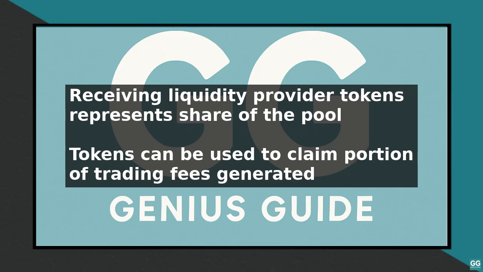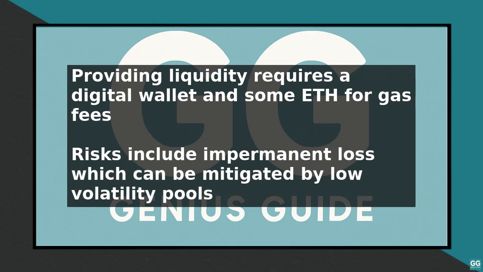It is essential to note that providing liquidity to a pool comes with risks, including impermanent loss, which occurs when the price of the assets in the pool changes, resulting in a loss of value for the liquidity provider. However, this risk can be mitigated by providing liquidity to pools with low volatility and high trading volume.